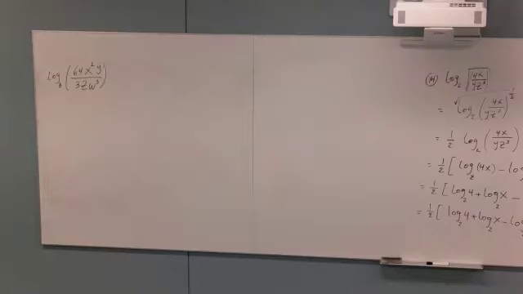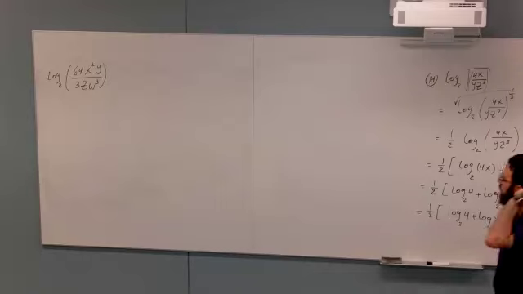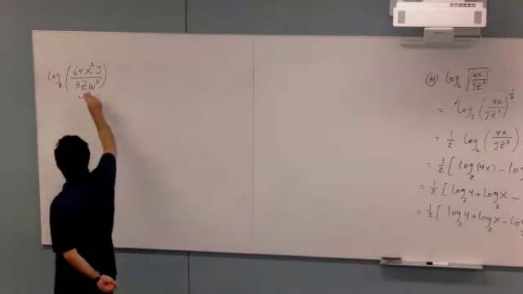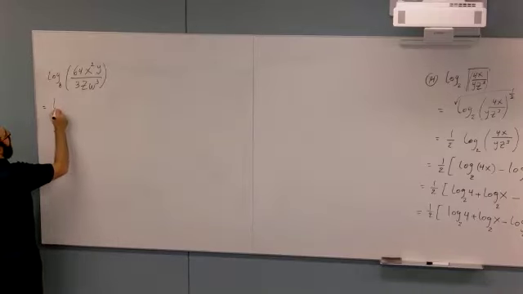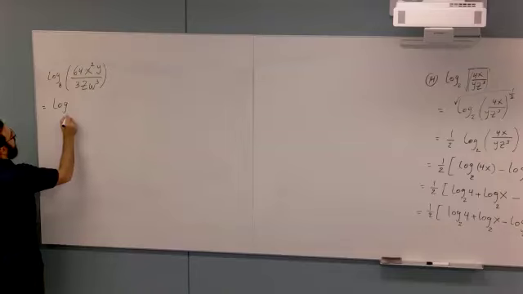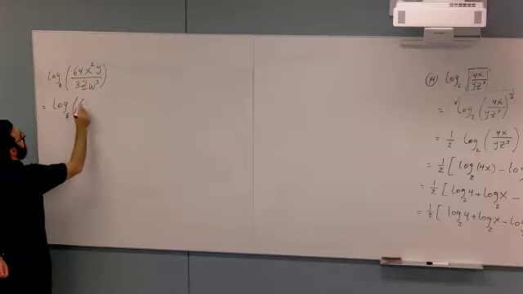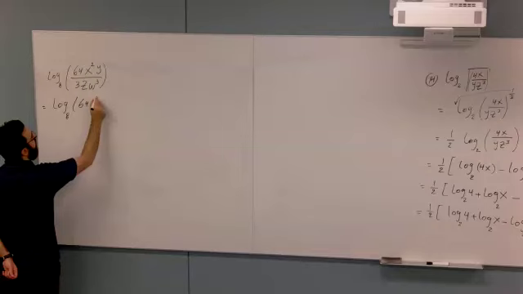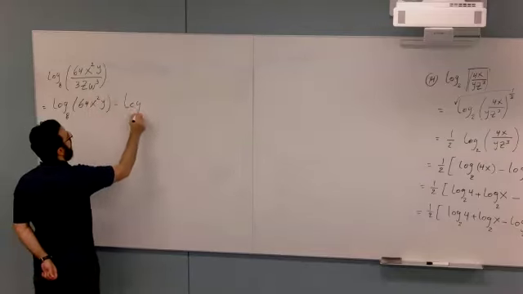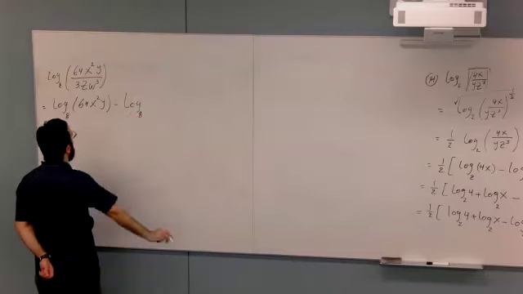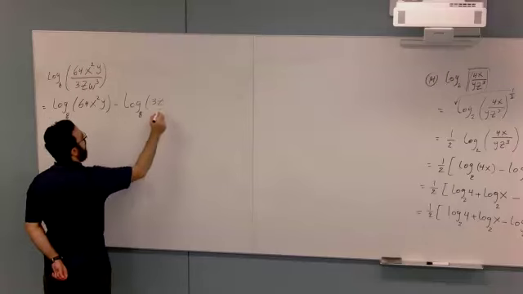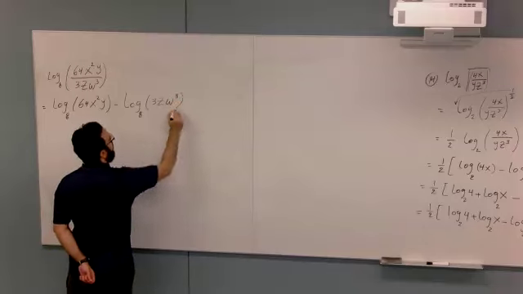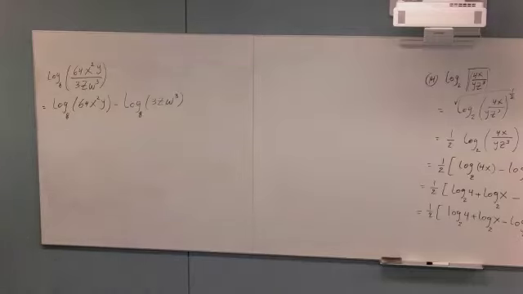Yes. Exactly the same thing. So first of all, I'm going to start with the quotient rule, the division. So it's going to be log to the base 8, I'm going to write down 64 x squared y, and minus log to the base 8 of w to the power 3. Is that okay?